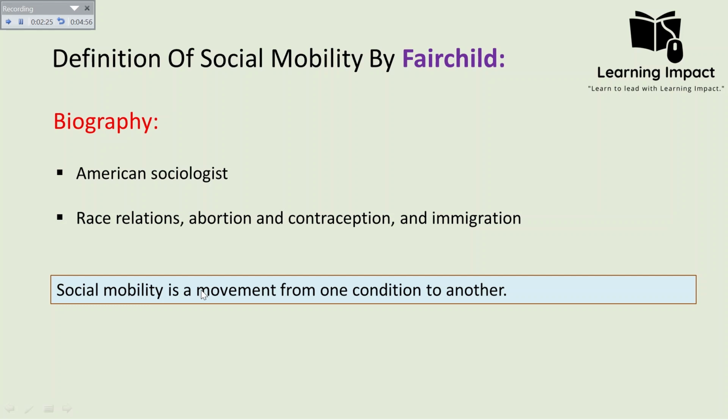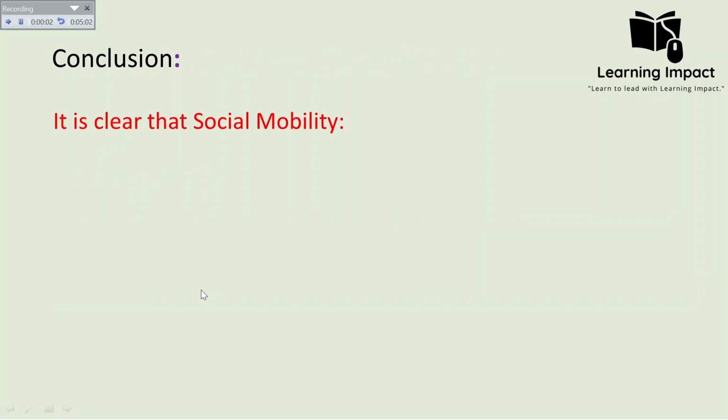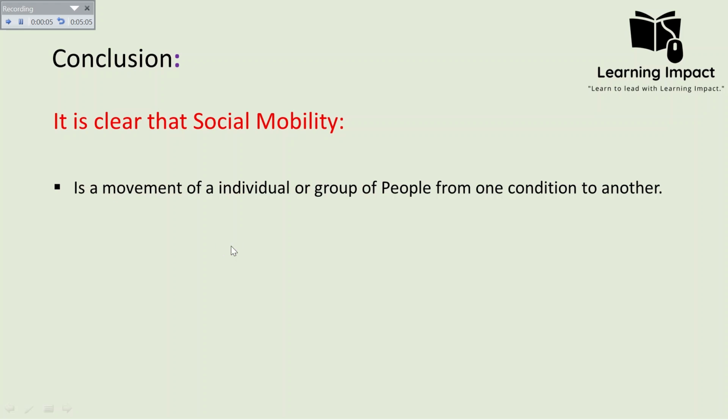Now we have discussed two definitions of social mobility, and let's conclude. At the end we can say that social mobility is a movement of an individual or a group of people from one condition to another. People move from one state to another, and it is the adoption of a change which may be a social progress. It means that in order to have social mobility you must be capable enough to absorb the changes in your surrounding. It is not that you have to stick to traditional roles or a traditional standard of living. There must be a change in society, there must be a change in the life of an individual, there must be alteration, otherwise social mobility is not possible.